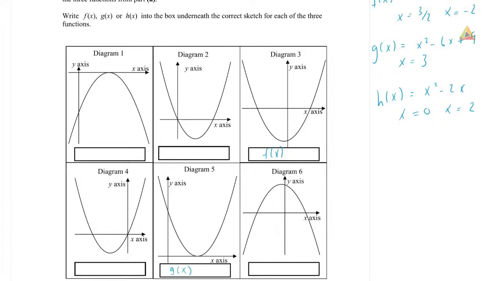And then finally, for the h of x, x squared is positive. So again, you know it's a U shape, so that eliminates the others, and you've only got either diagram 2 or diagram 4 left. Now your x values are 0 and 2. So it must be this one, because x would be 0 there and 2 would be roughly there. If you look at the other one, x is 0 and it goes into a negative value, that's diagram 4. So diagram 2 is the h of x.